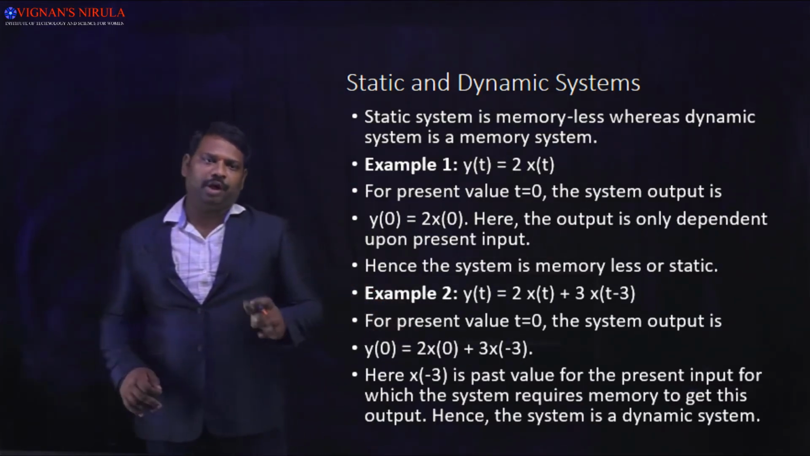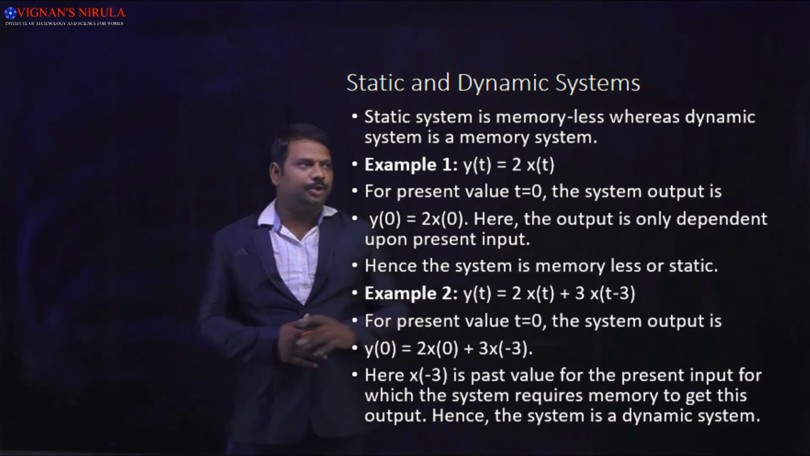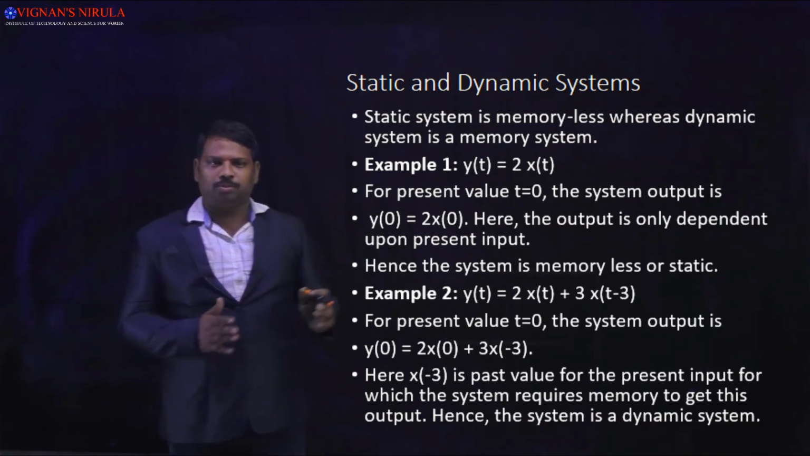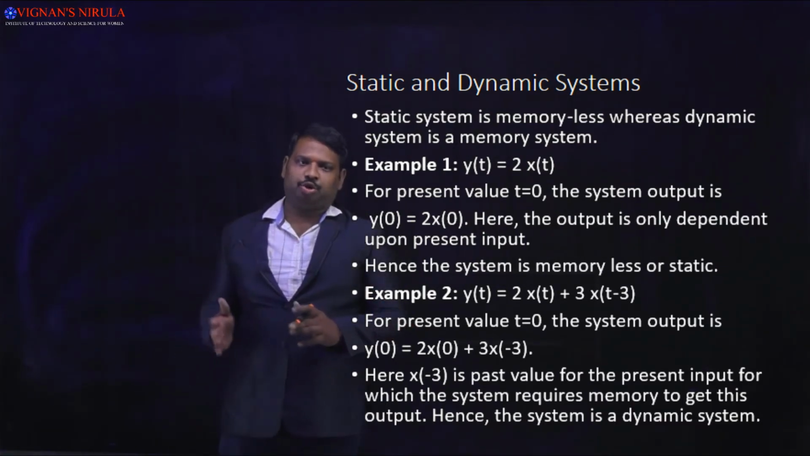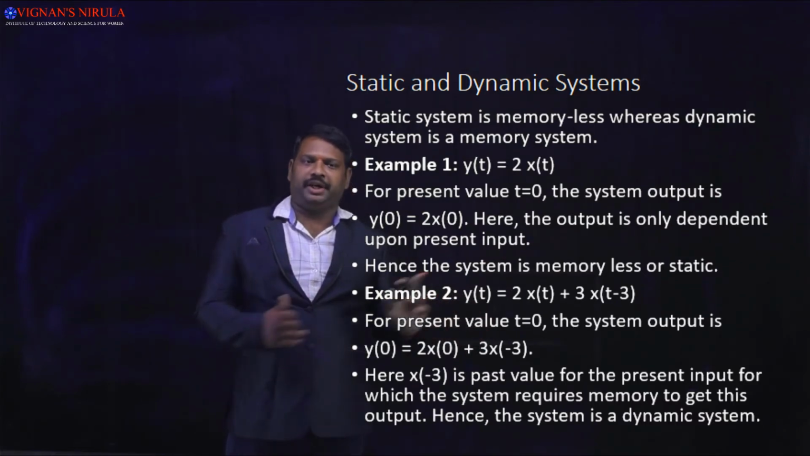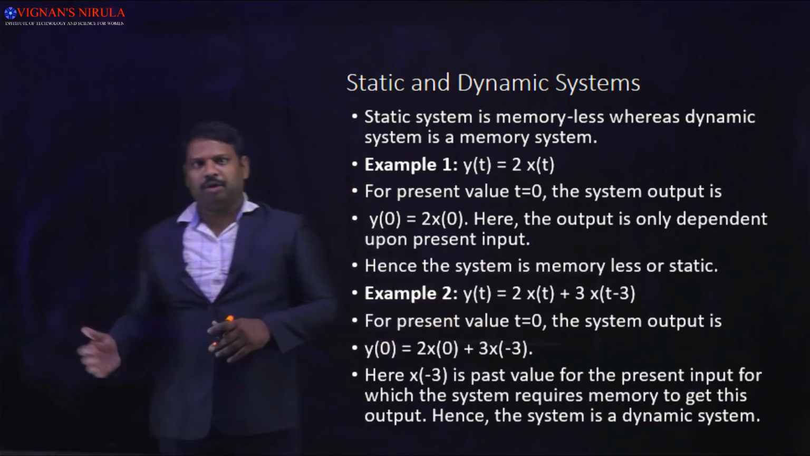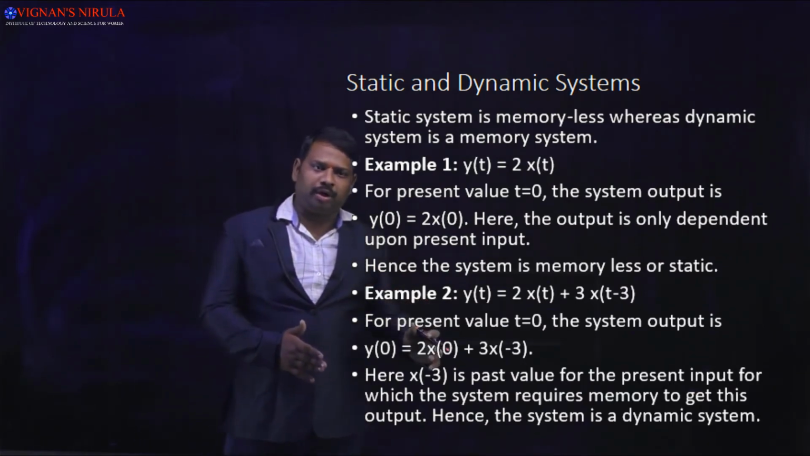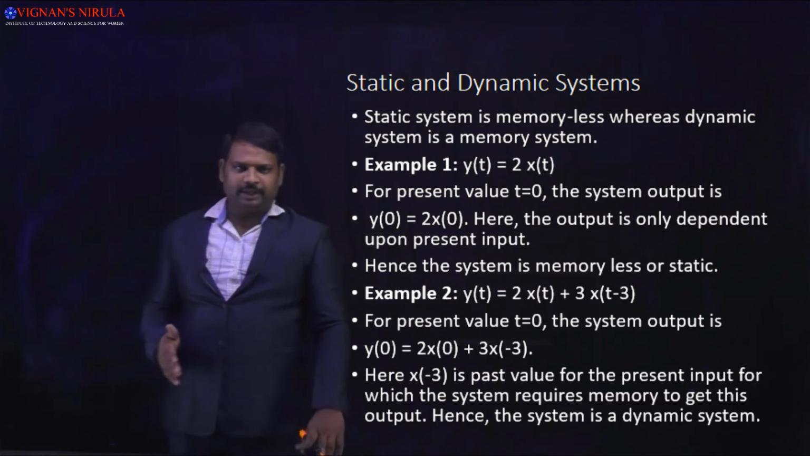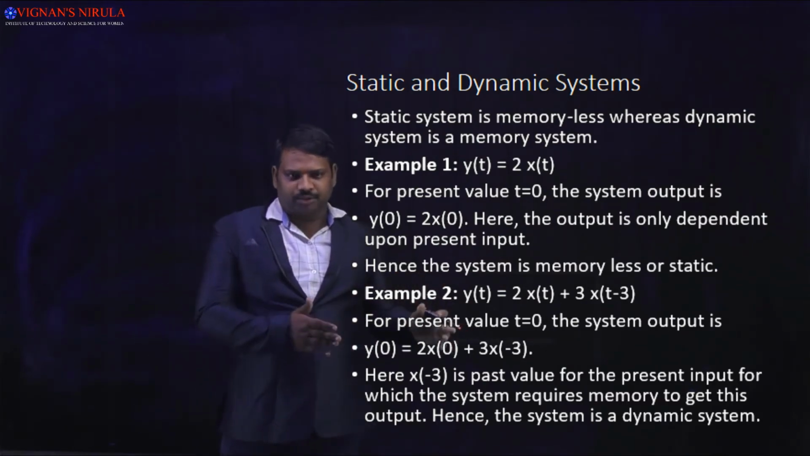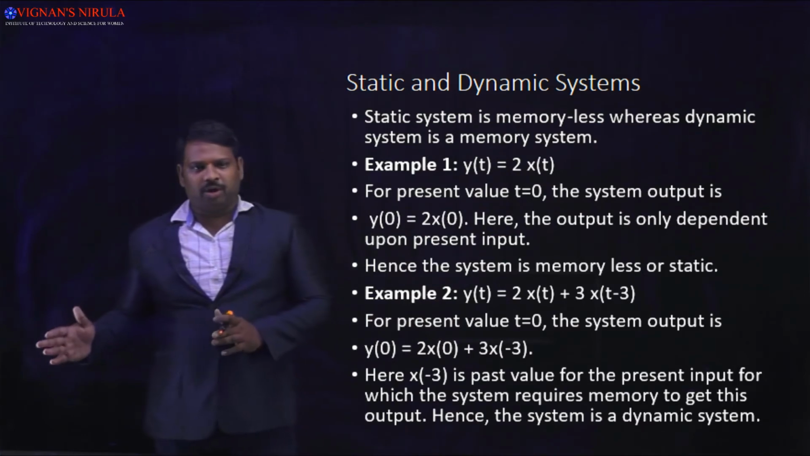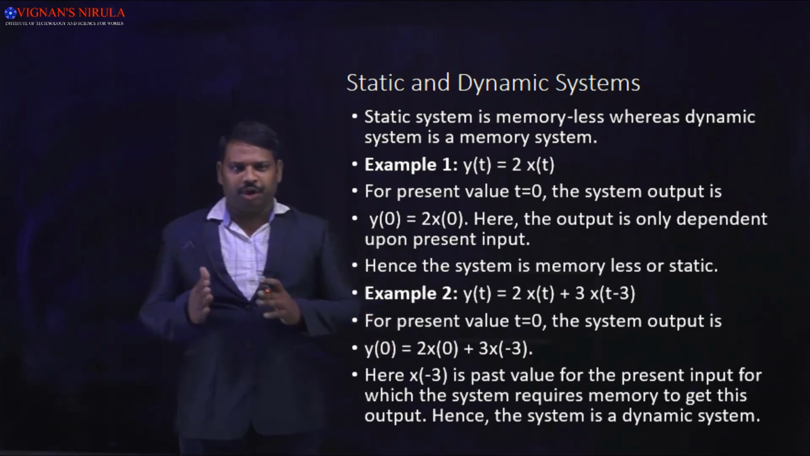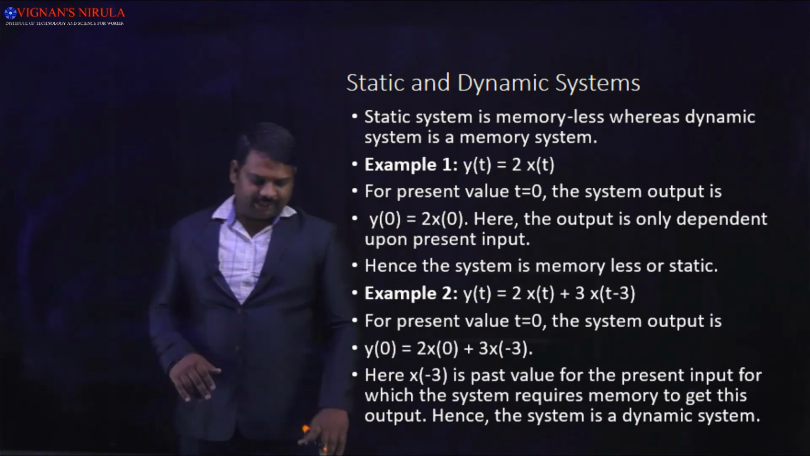Similarly, the next example: y of t is equal to 2 into x of t plus 3 into x of t minus 3. At t equal to 0, the output depends upon the present value x of 0 and its past value x of minus 3. Since it depends upon the past value, we need to store that past value. Hence, the system is called a dynamic system. When it depends upon past values, it is a dynamic system. When it does not depend upon past values and depends only upon the present values, it's called a static system.